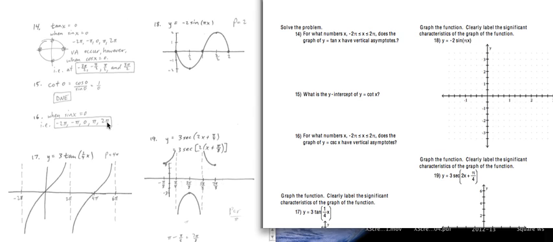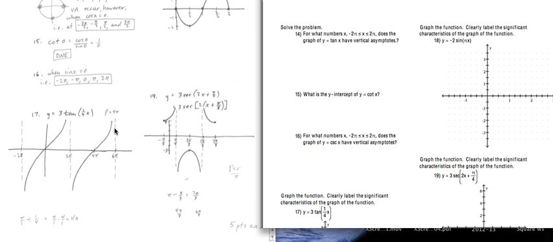And the question was, when does the graph of y equals cosecant of x have a vertical asymptote? Well, cosecant of x has a vertical asymptote where 1 over the sine of x does not exist. In other words, where the sine of x is equal to 0. So let's move on to the graphs.